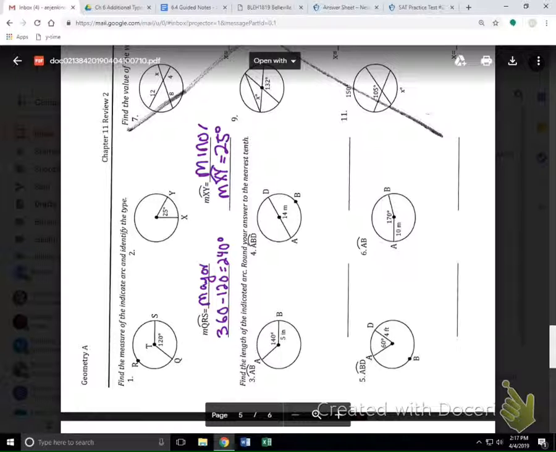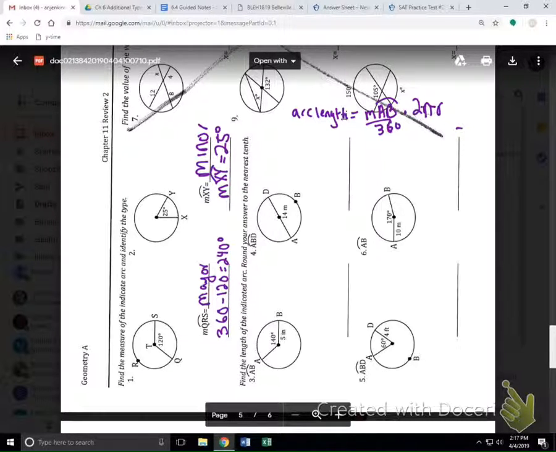Our next portion here is we want to find the arc length. Do you guys remember our arc length formula from yesterday? So arc length equals the measure of AB all over 360 times 2 pi r. So that's your formula that we're using for arc length.